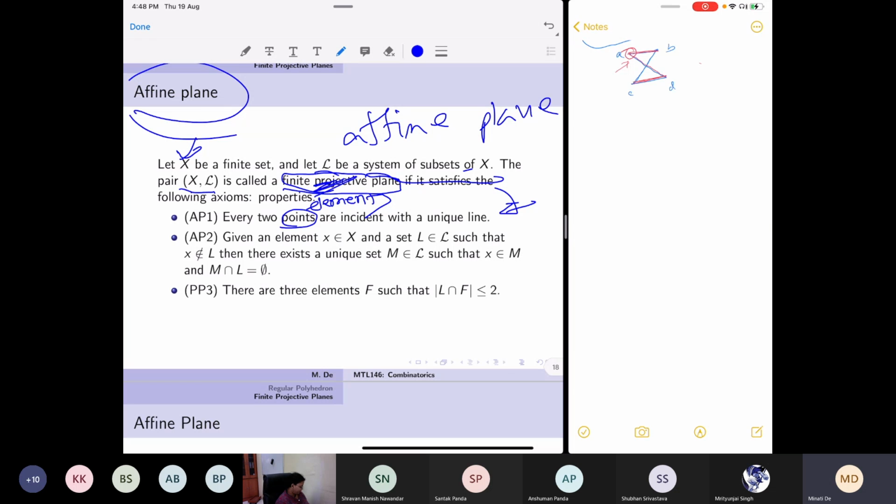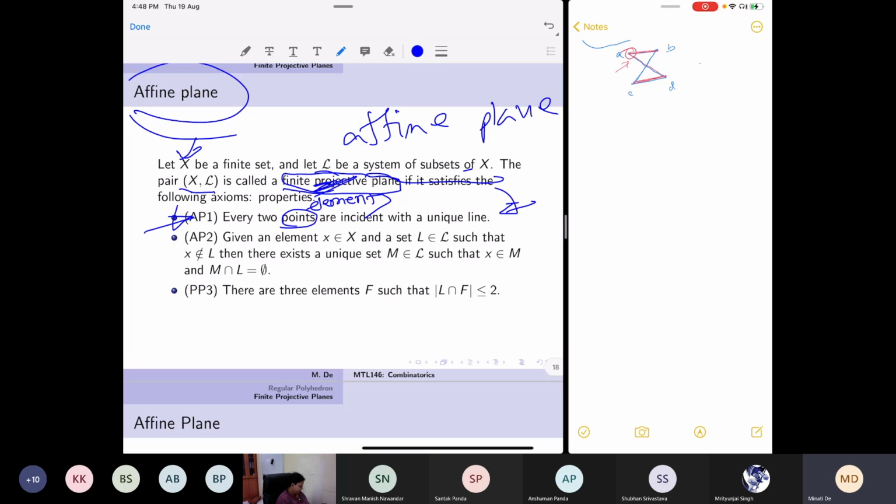I am so sorry, I did not write it properly. These were wrong properties which I mentioned here. I see, okay, this is right. This property is right. So this is one property which is actually common with the finite projective plane.